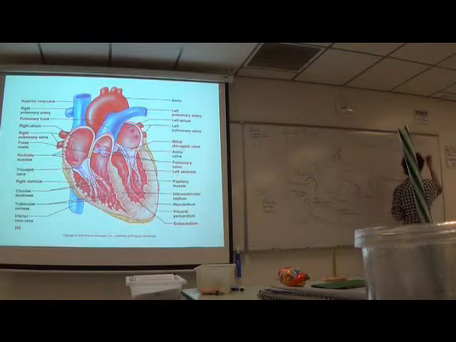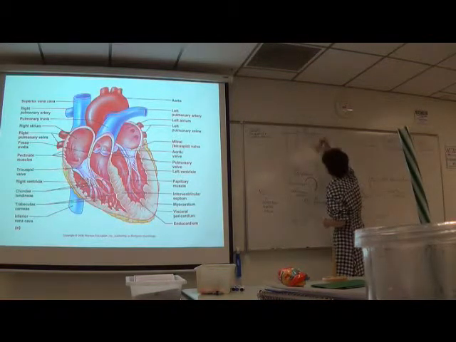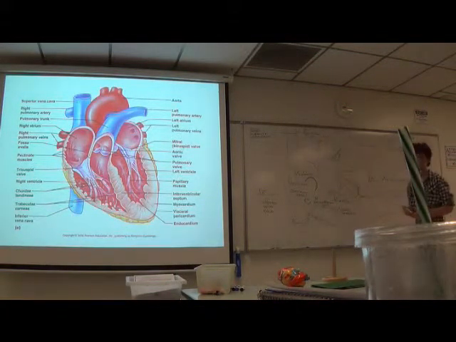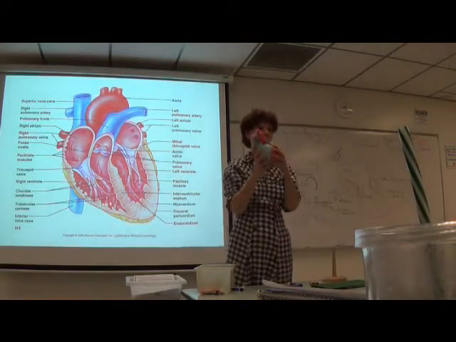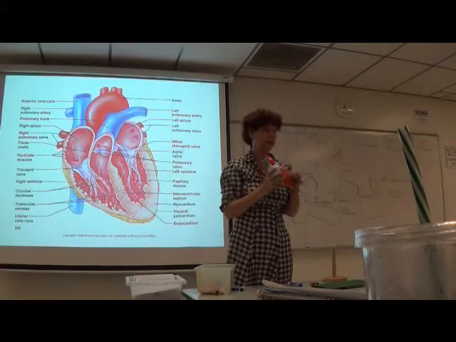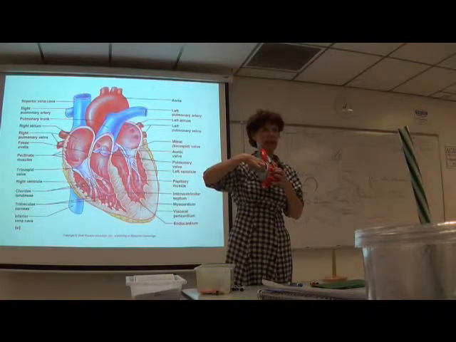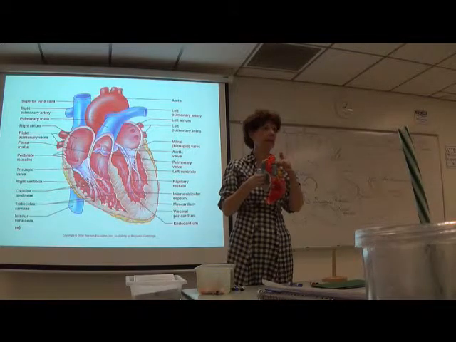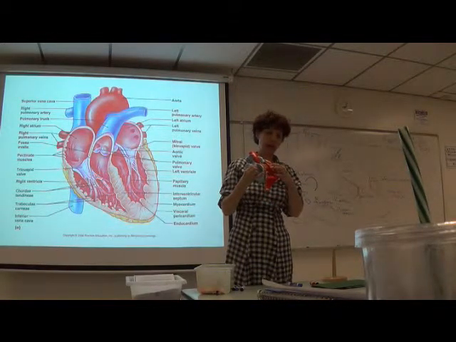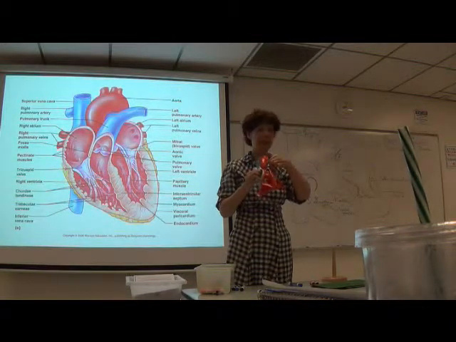The vessel leaving the left ventricle is the aorta. So it's going to branch and send blood all over the body. So here, if we look at the heart model, here's the right ventricle. Blood has flowed from the right atrium through the right atrioventricular valve, and now it's going to get pumped out the pulmonary trunk to the left and the right lungs. At the same time, blood is going to be pumped out the left ventricle and up the aorta.